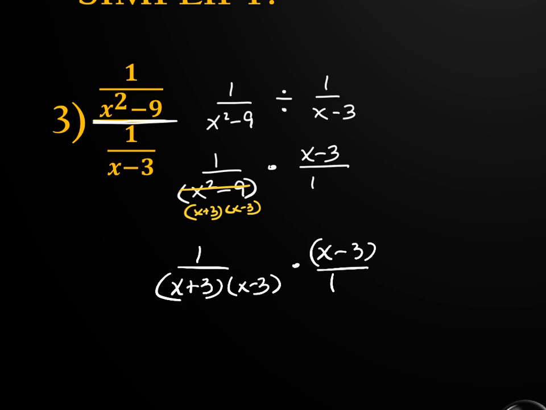Look for things to simplify. The only thing that simplifies are the x minus 3's. And now I'll multiply what remains. 1 over x plus 3. And we're done. Now, next one. This is where we're actually going to be doing two subtraction problems. Once we simplify the numerator separately, the denominator separately, then I'll turn it into a division problem, then I'll do my stay, change, flip, and then I'll multiply. Let's try number 4.